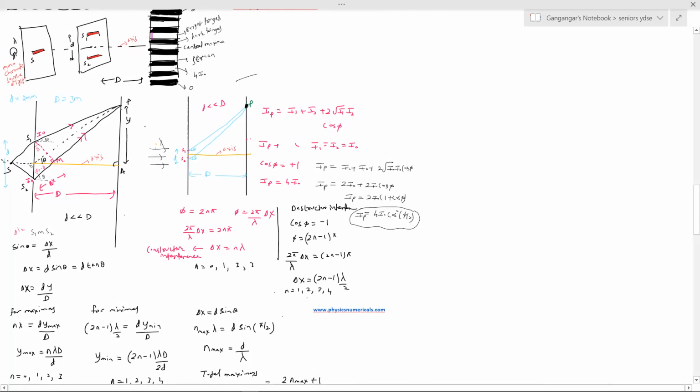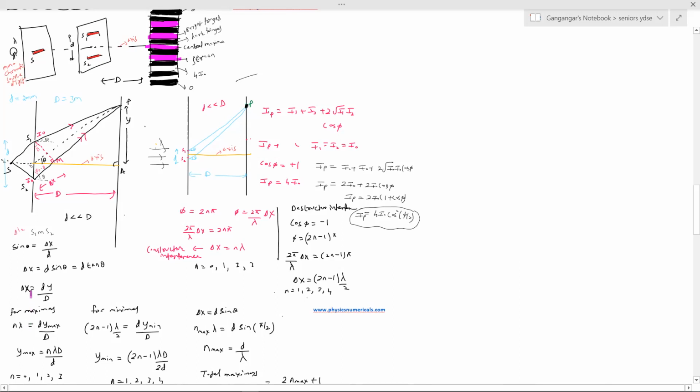So what are maxima? The white color is a maxima. I'm highlighting them in pink here. These are the maximas. And what about the minimas? The dark bands are minimas. How do we locate the position of maximas and minimas?